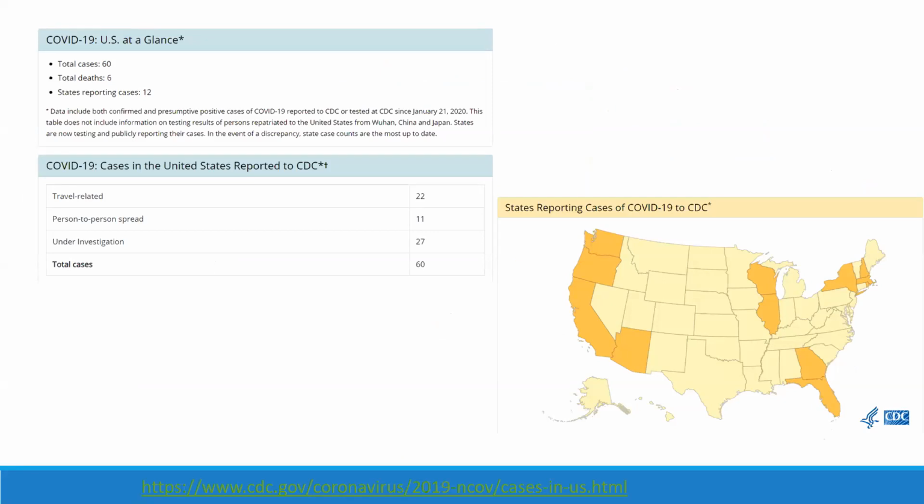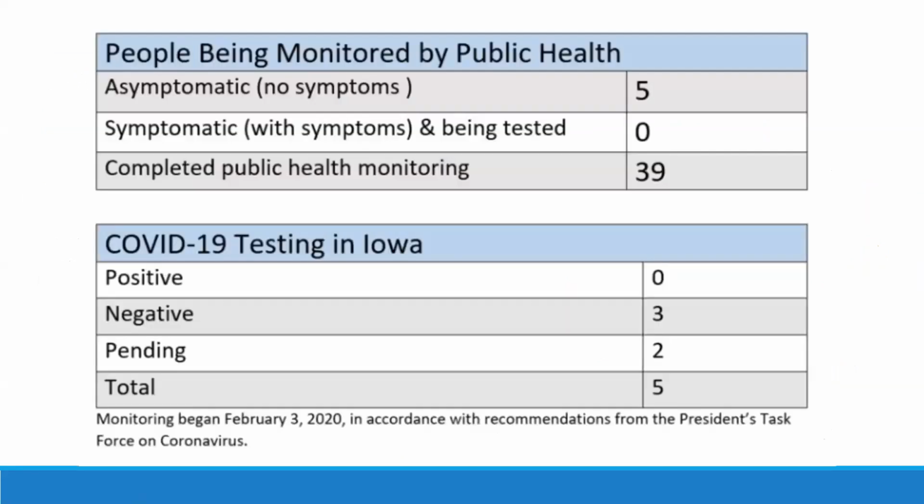So this slide shows the CDC numbers of confirmed cases in the US and the states in which those cases have been identified. So again, CDC is updating their website regularly, and that's the place to look for the most up-to-date national counts.